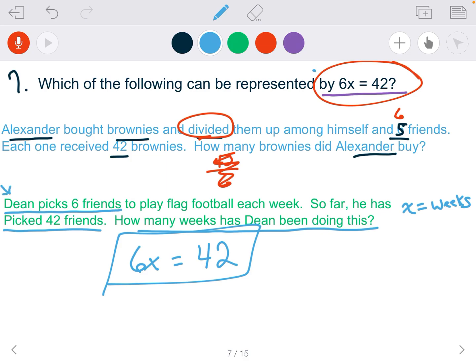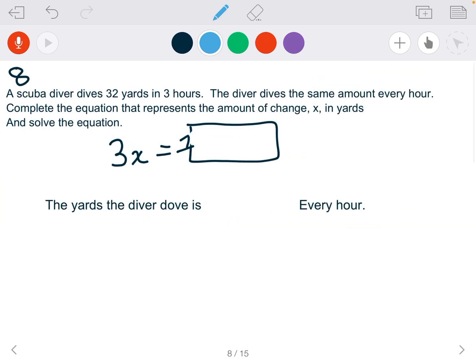So you have to read through these, set up your equations in your head or on paper, because I don't like you to do it in your head, and see which one represents. Notice that the first one, 42 divided by 6, has the same numbers, but I'm looking for the 6x on one side and the 42 on the other. All right, moving along to number 8.